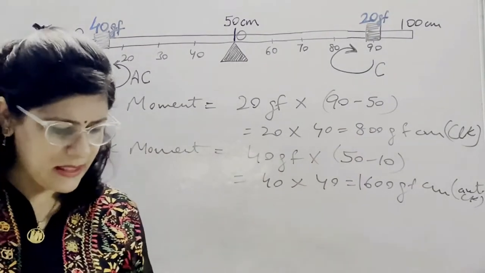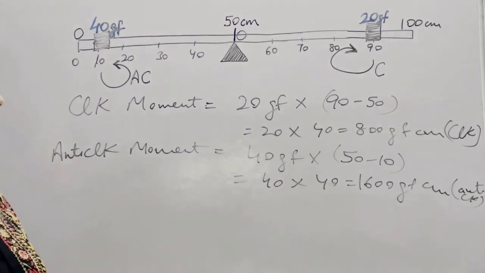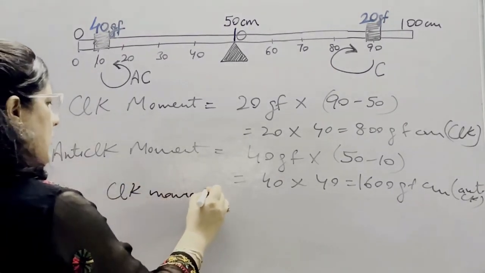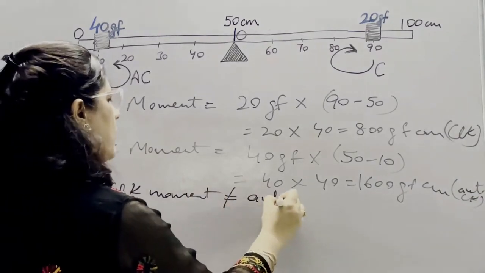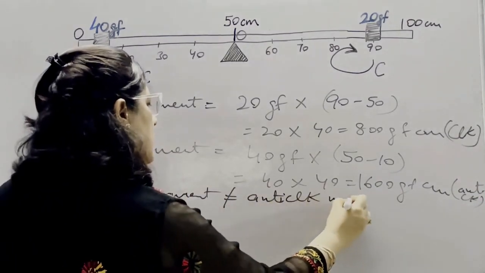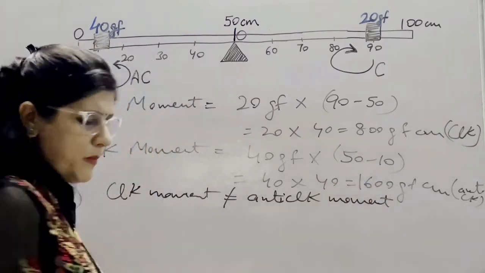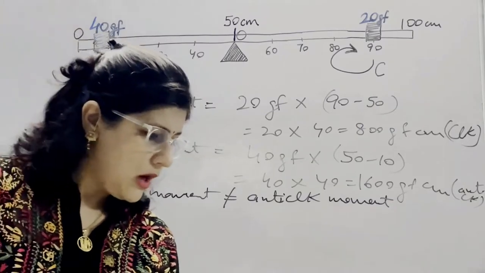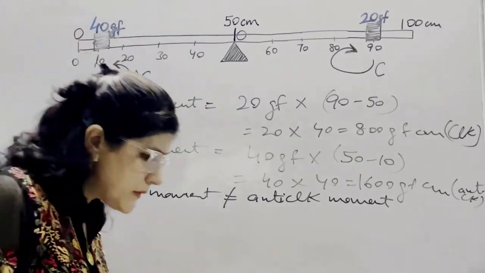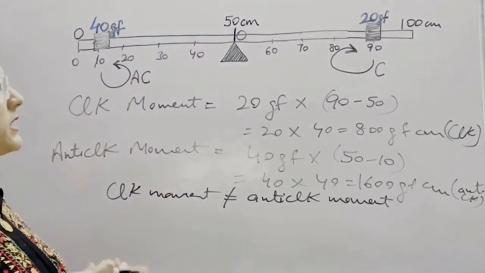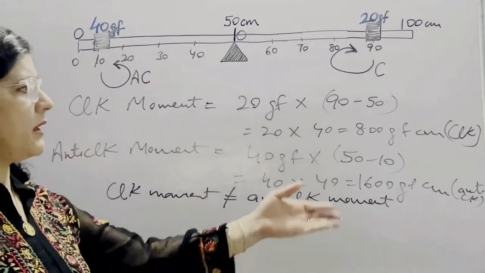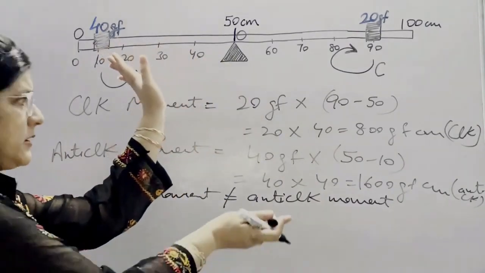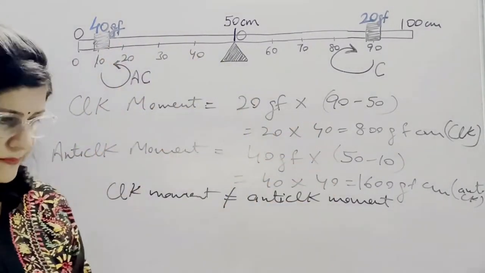Now, first part: is the meter rule in equilibrium? We will write clockwise moment is not equal to anti-clockwise moment. So the scale is not in equilibrium position. Now in the second part they have asked, if not, how will the rule turn? So the rule will turn obviously. Which moment is bigger, clockwise or anti-clockwise? Anti-clockwise. So the scale will tilt in anti-clockwise direction.